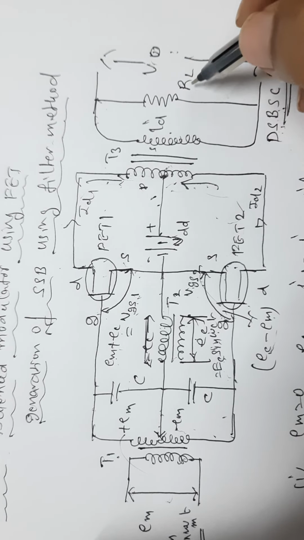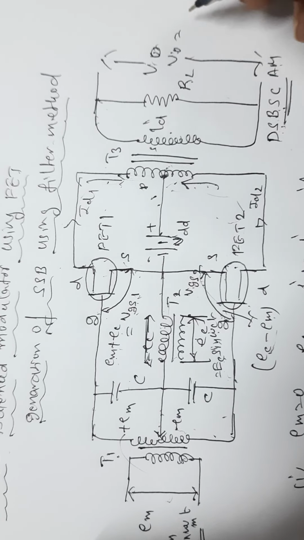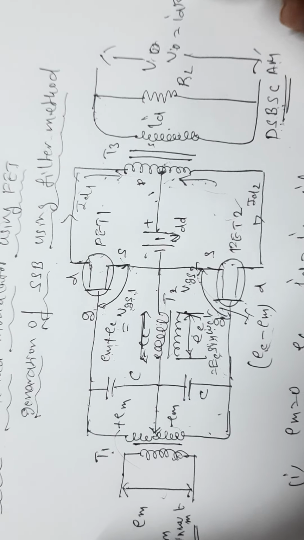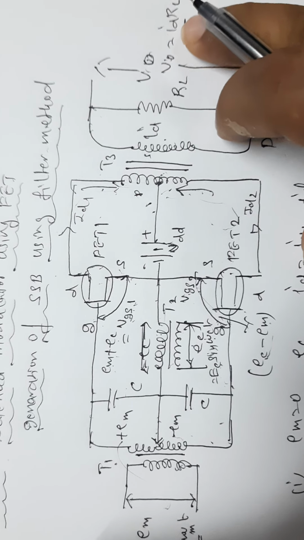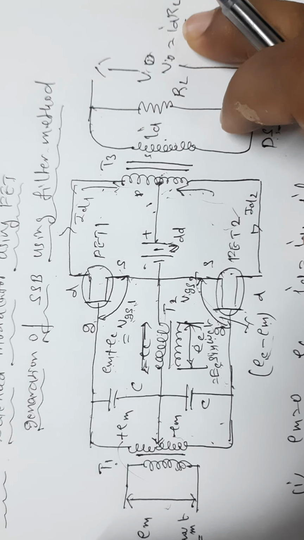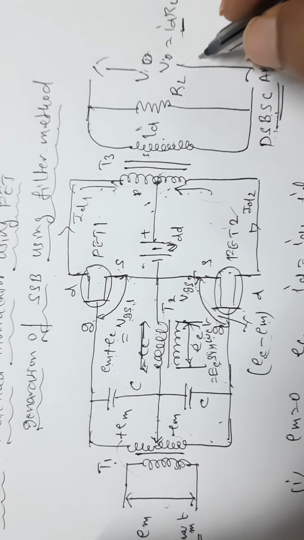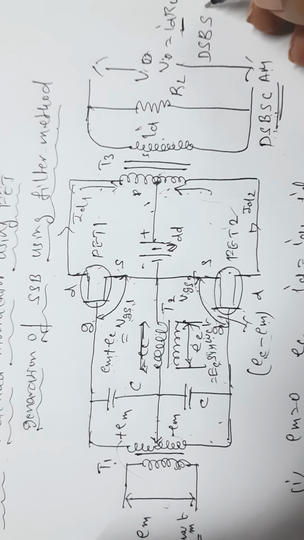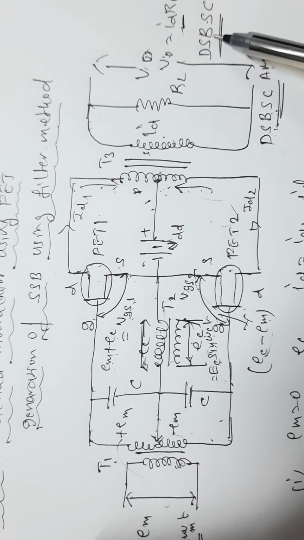Therefore, this ID1 minus ID2 is induced into this. So this ID across RL will give you the output voltage VO. VO is equal to current into resistance, ID RL. ID does not contain the carrier signal. It contains only the upper side band and lower side band. That is two side bands. Therefore, it is called double side band. Since the carrier is not there, we can call it double side band suppressed carrier. So, this is how the side bands are produced using the FET modulator.